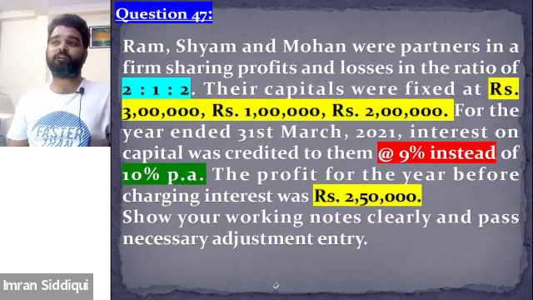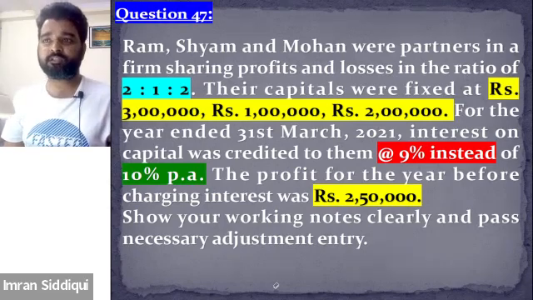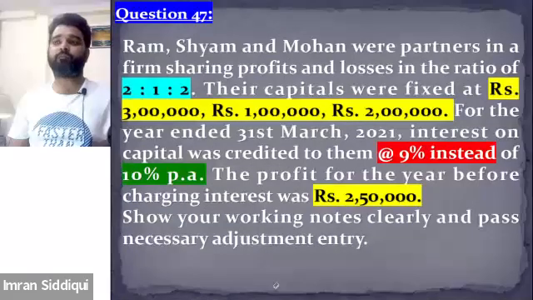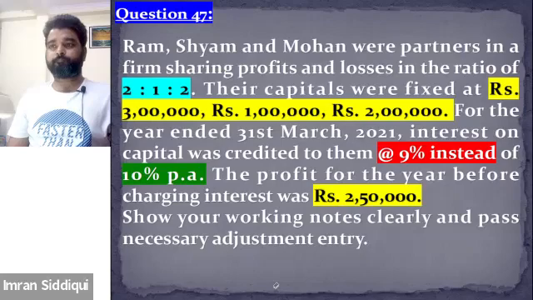So again, there is nothing mentioned in the question whether it is the opening or the closing capital balances. So we will simply presume that these are the opening capital balances. And the rate of interest is 9. The question is saying that interest on capital was credited to them at the rate of 9% instead of 10%. So this time the rate of interest was actually 10%, but we have under-credited the interest by 1%. So only 9% of the interest on capital has been credited instead of 10%.